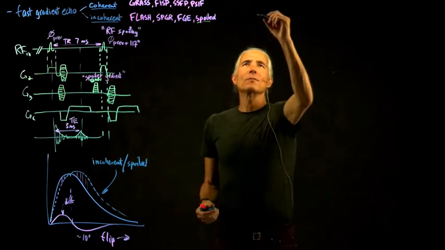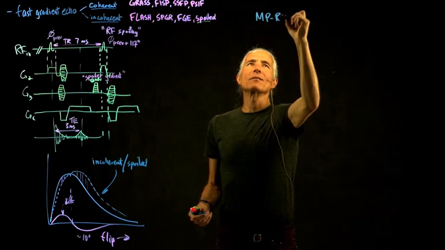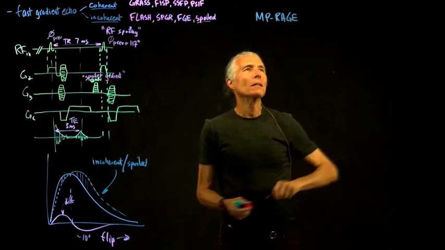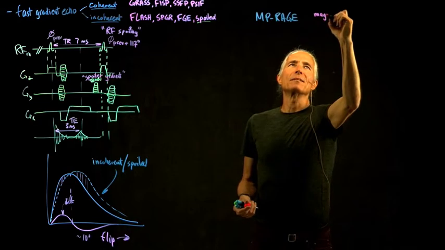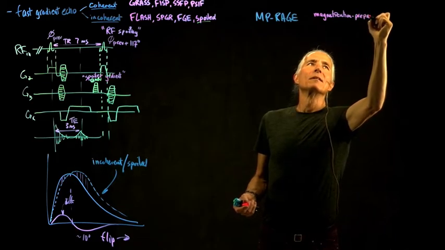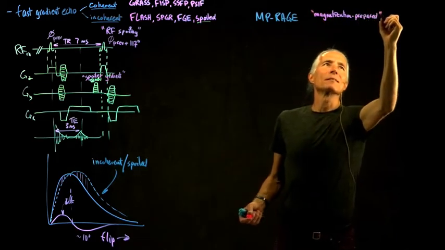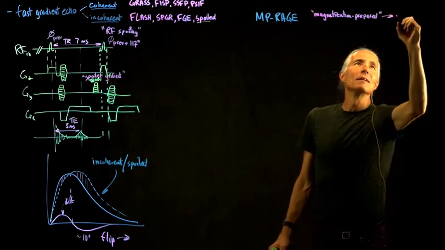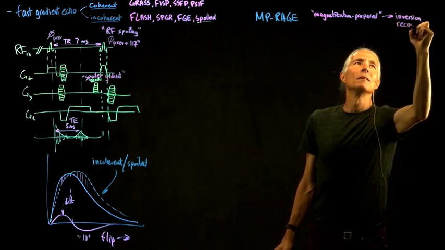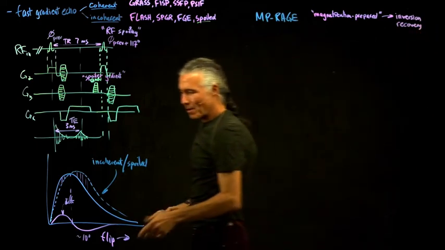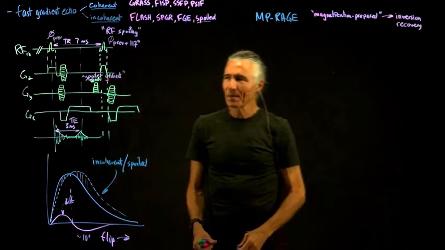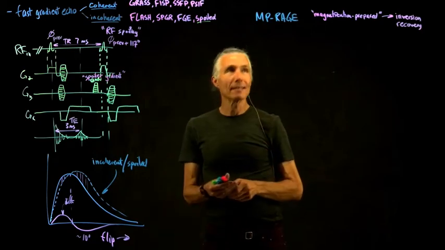One of the most common ones is this scan called an MP-RAGE. The MP means magnetization prepared. But really what this means is something that is like an inversion recovery. So it's somehow putting an inversion recovery into this. But you'll immediately see what the problem is. If there's an inversion recovery, that's not a steady state.